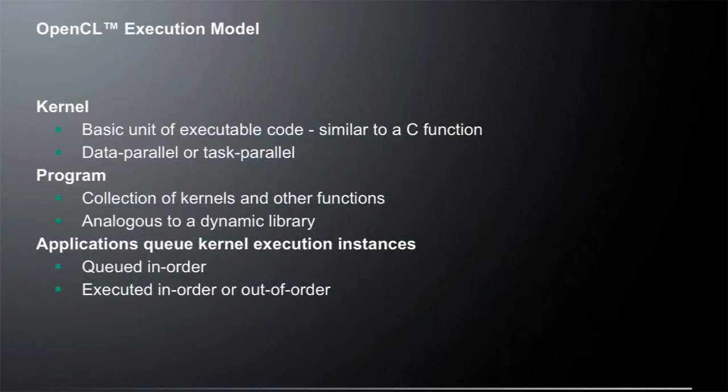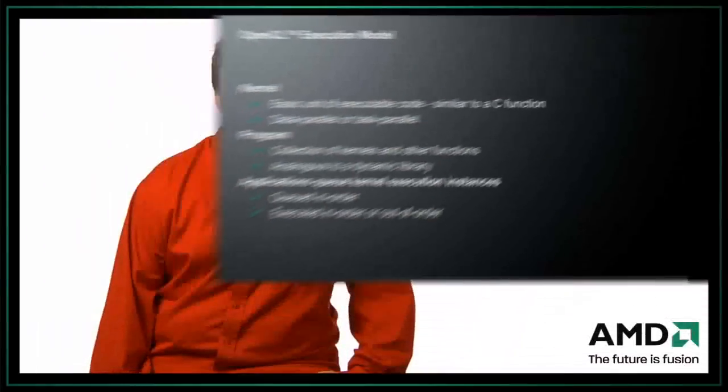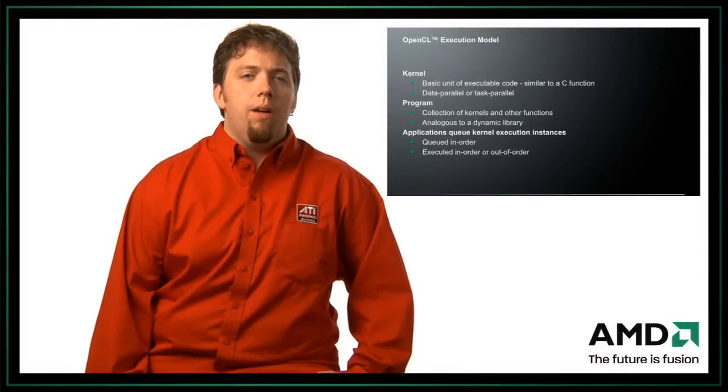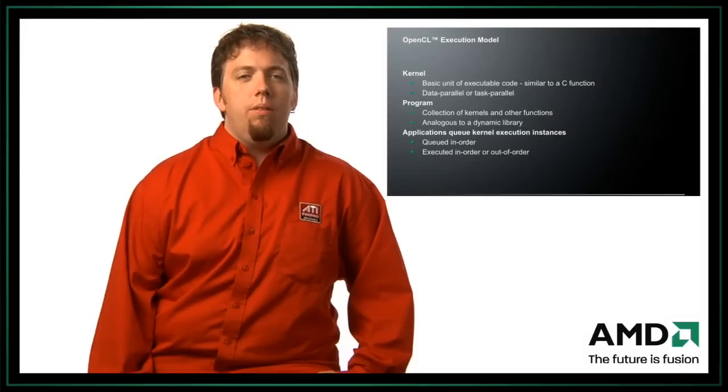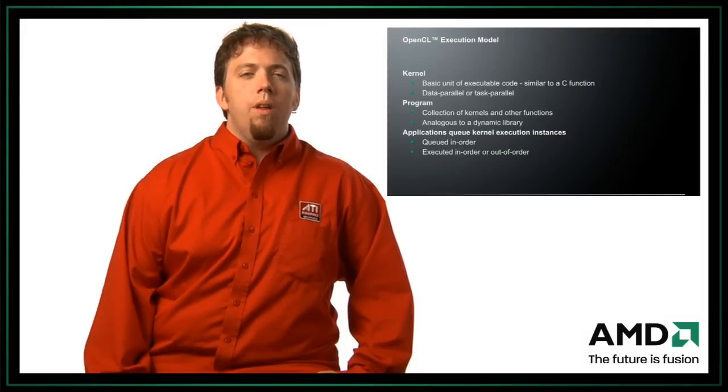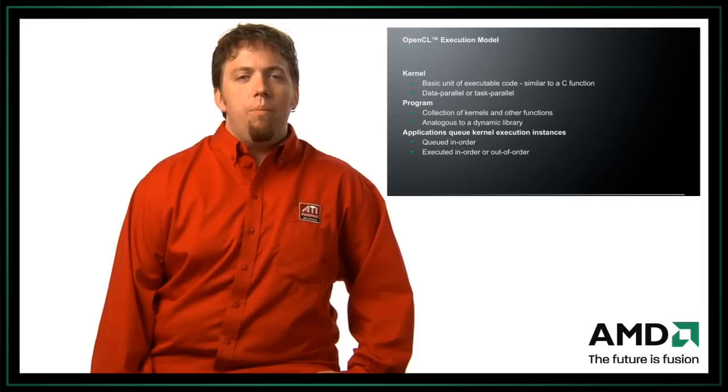So the execution model. There are three basic components of OpenCL. The first is we have kernels. Kernels are the basic unit of executable code. So this is very similar to a C function. They can be data parallel or task parallel, but the key thing is that they're parallel, and we're using OpenCL to exploit parallelism.